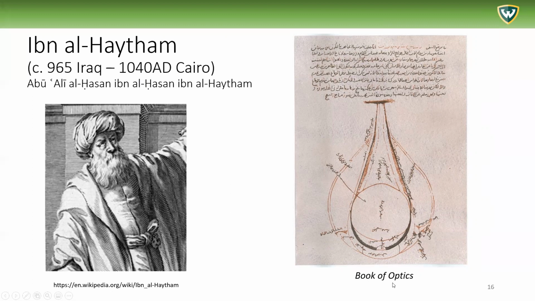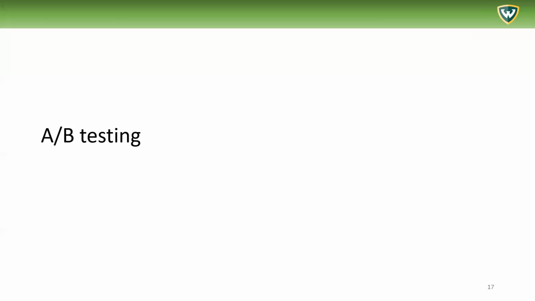He actually had a book of optics, which I'm sure, and I think the history also indicates, that all the Renaissance people, including Isaac Newton, read and developed their theories from a lot of the Arab scholars. So just a nice piece of historical knowledge for us here. And next, we'll be moving on to A/B testing.